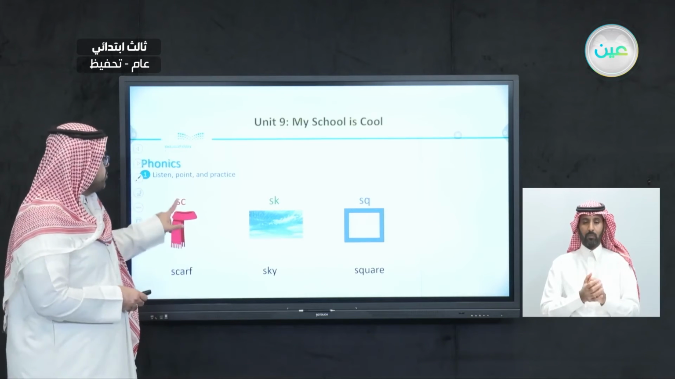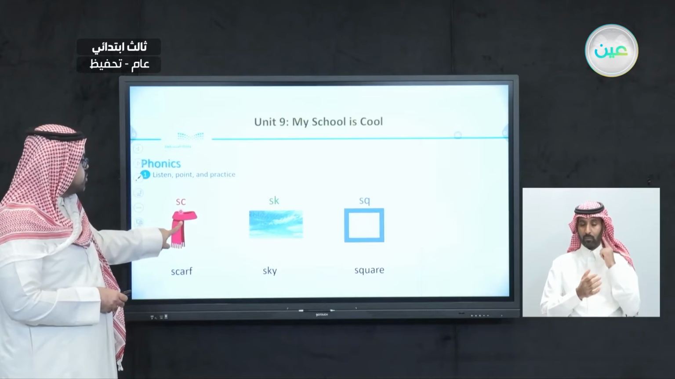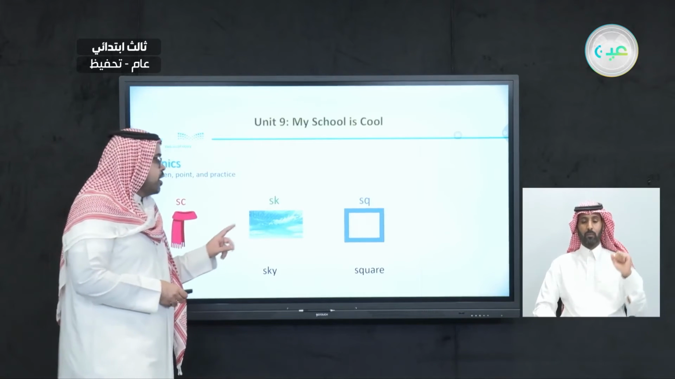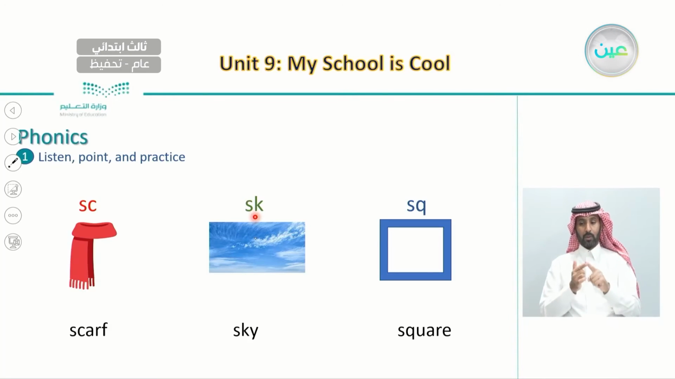So here, for example, we have the first sound that starts with S and C, and also the other one that starts with S and K, and then S and Q. And what we need to do here is listen to three different words that start with these sounds. So let's start with the first one. The first word we have is scarf. Scarf. Say after me. Scarf.